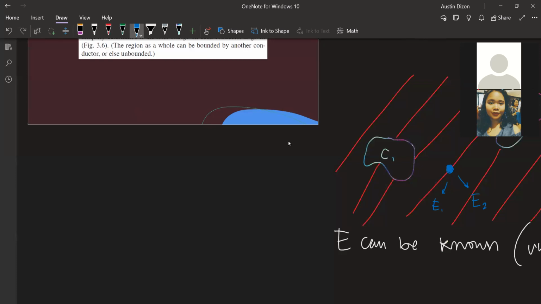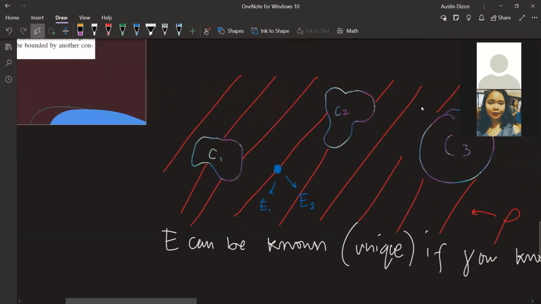Okay? Bali, sinasabi ko na hindi unique yung sagot dito. Kasi parang hindi naman unique yan. Daming nakatutok sa kanya na electric field. May electric field to, may electric field to, may electric field to. So baka hindi to unique. Sabihin ko na dalawa yung electric field at that point. Okay?